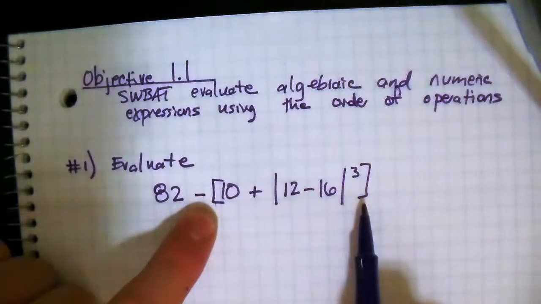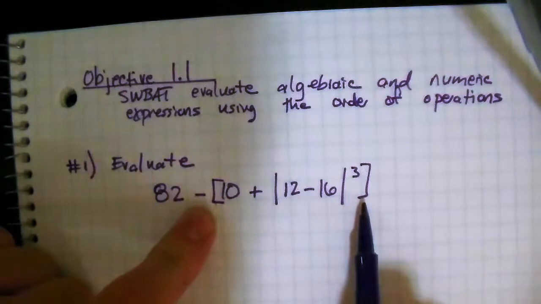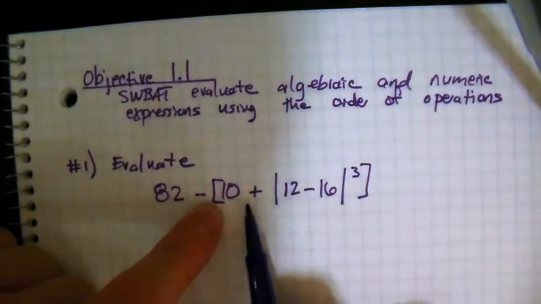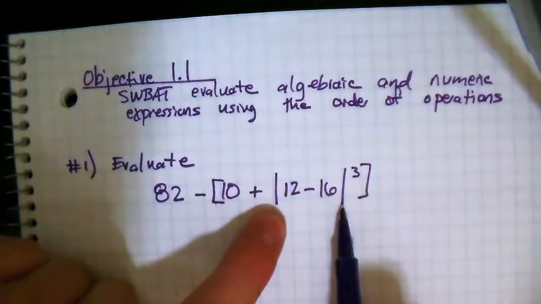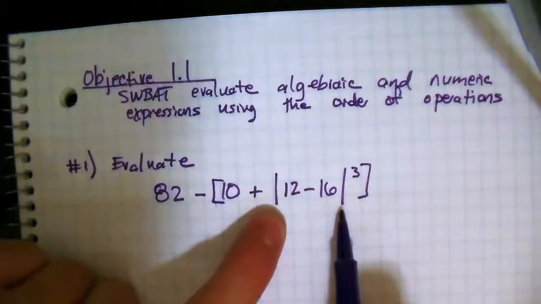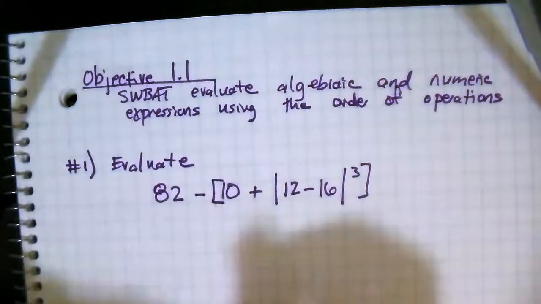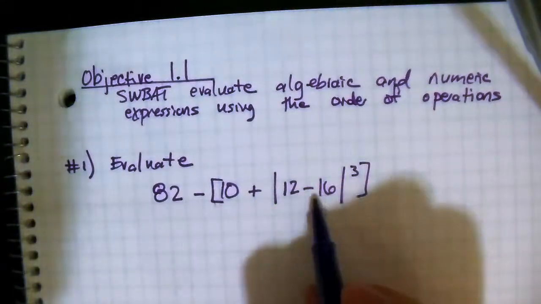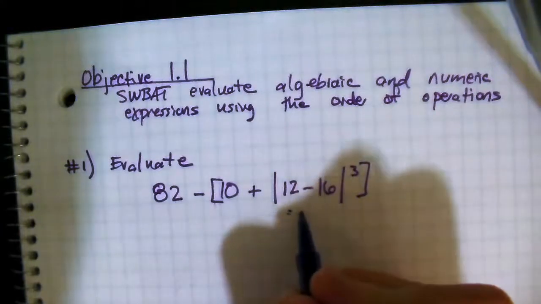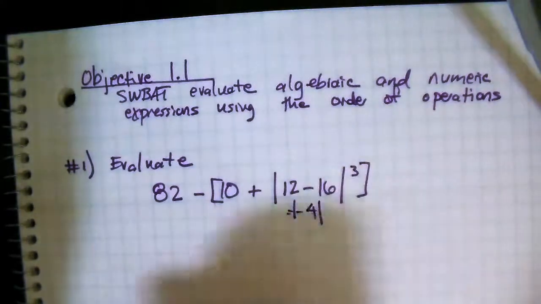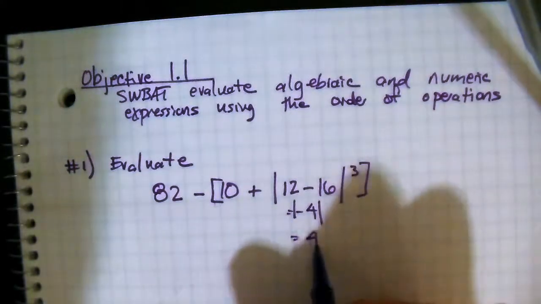Within the bracket, we start over, again to see if there's any more grouping symbols within the brackets. It looks like this right here, 12 minus 16, the absolute value of that, is another grouping symbol. So we're going to start with that. So we have 12 minus 16 equals negative 4, the absolute value of negative 4, which then gives us 4.